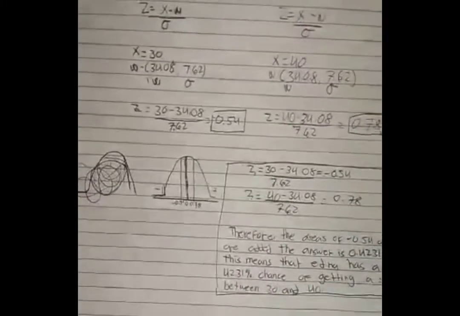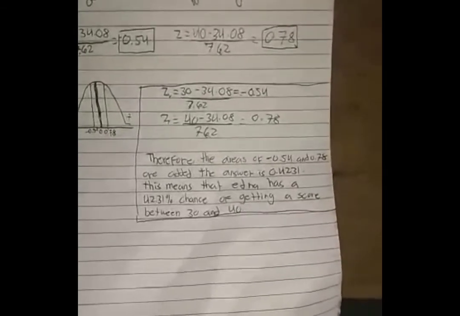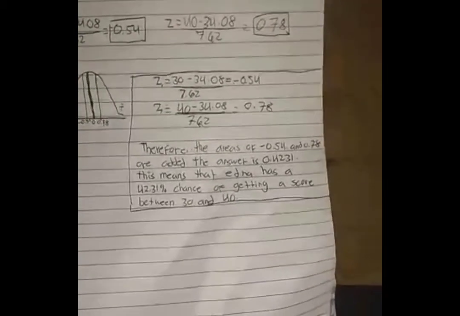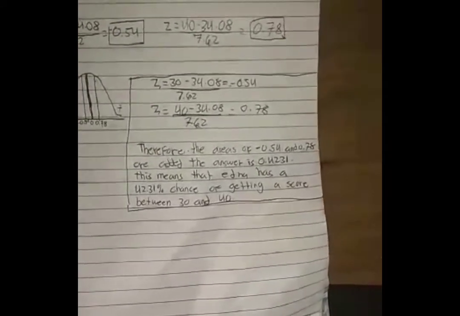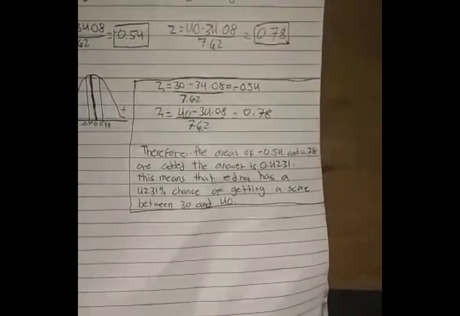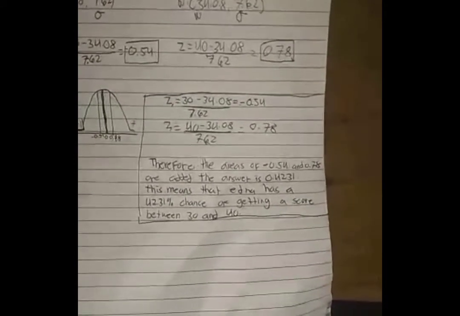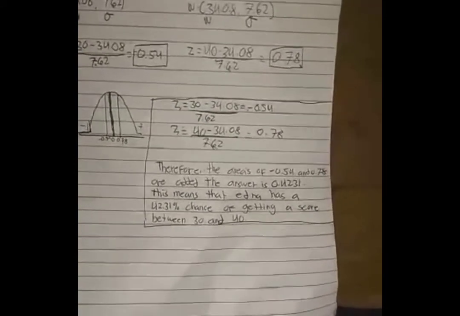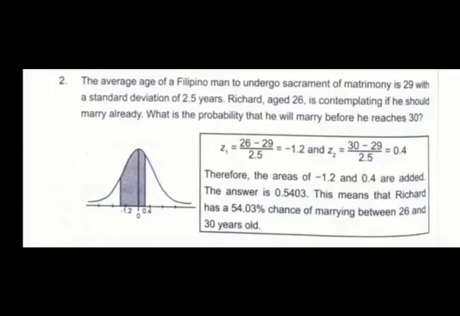So, pagkatapos natin dyan, pwede tayo mag-conclude. Therefore, the area of negative 0.54 and 0.78 are added. The answer is 0.4231. This means that Edna has a 42.31% chance of getting a score between 30 and 40. So, may posibleng makakuha si Edna ng 30 and 40 sa kanilang exam. Yan lang, sana masundan nyo. Peace. So dito naman tayo sa ating problem number 2.